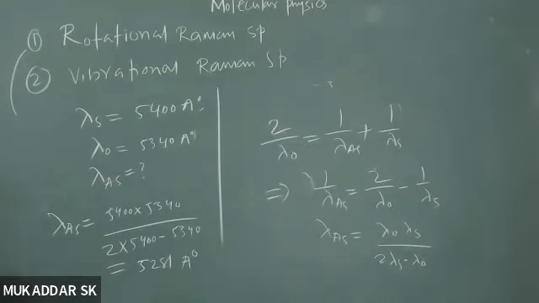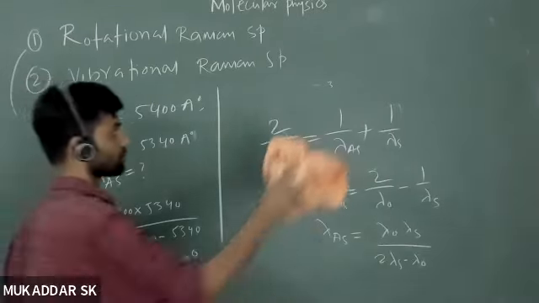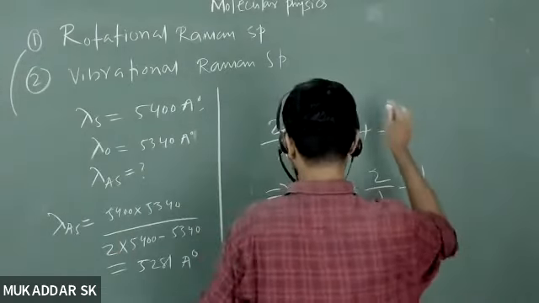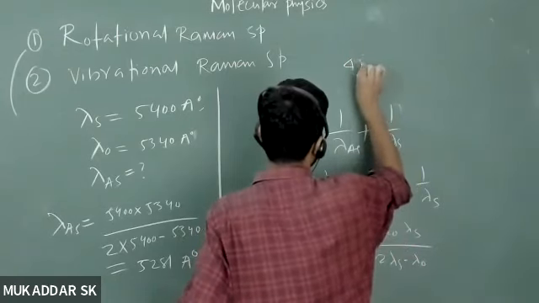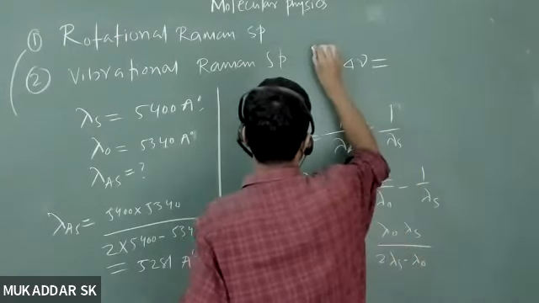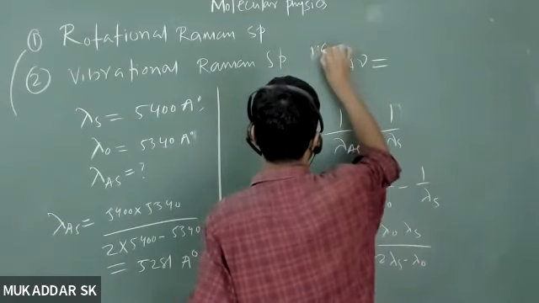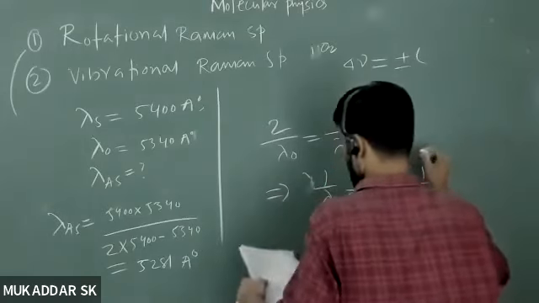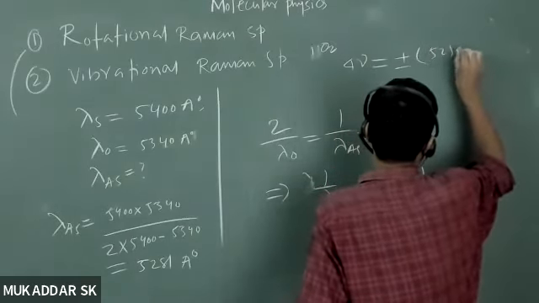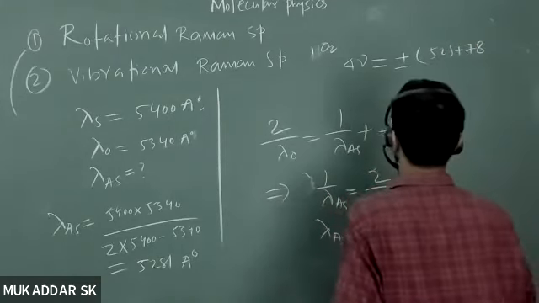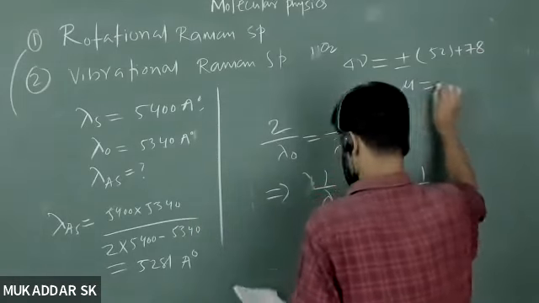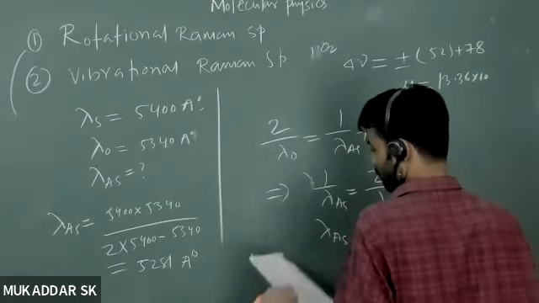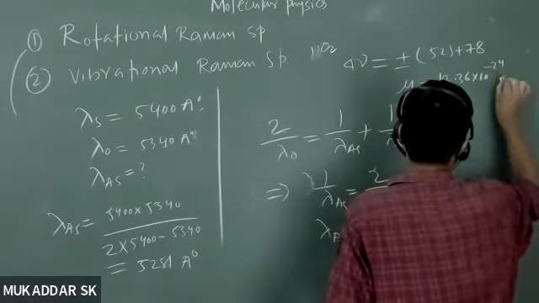Okay. Next problem is, they have given that the Raman shift delta nu for the O2 molecule. The O2 molecule Raman shift is given, that is plus minus 52J plus 78. Okay, and the reduced mass is given, that is 13.36 into 10 to the power minus 24 gram.